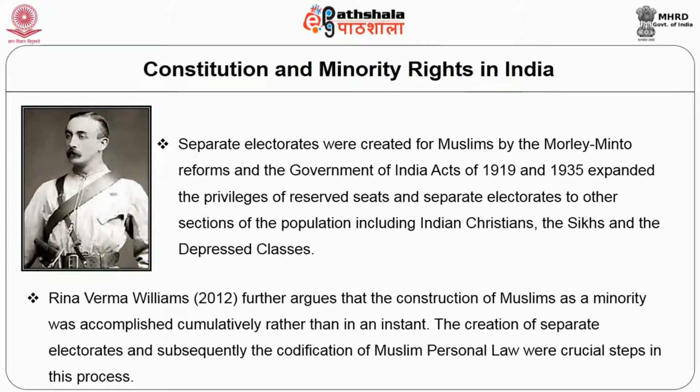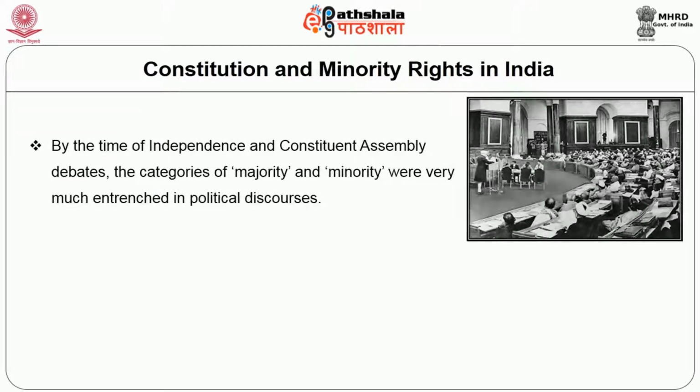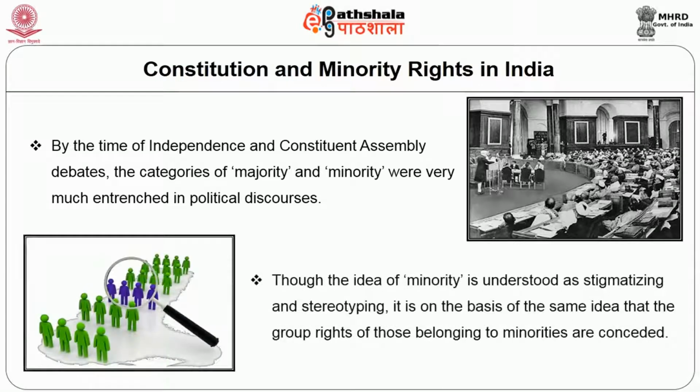Reena Verma Williams further argues that the construction of Muslims as a minority was accomplished cumulatively rather than in an instant. The creation of separate electorates and subsequently the codification of Muslim personal law were crucial steps in this process. By the time of independence and the Constituent Assembly debates, the categories of majority and minority were very much entrenched in political discourses. Though the idea of minority is understood as stigmatizing and stereotyping, it is on the basis of the same idea that the group rights of those belonging to minorities are conceded.